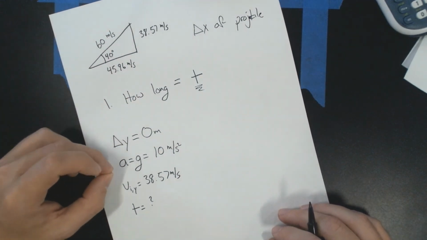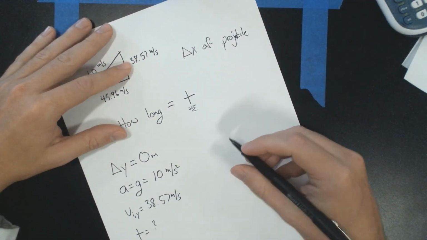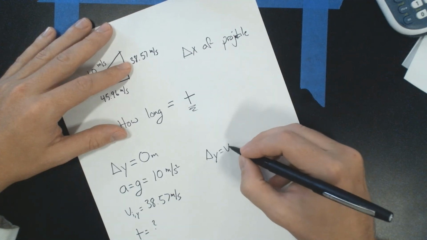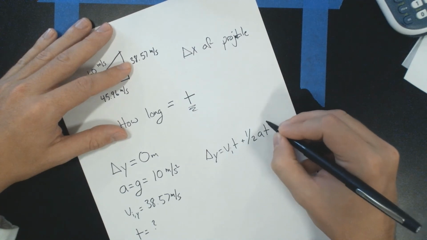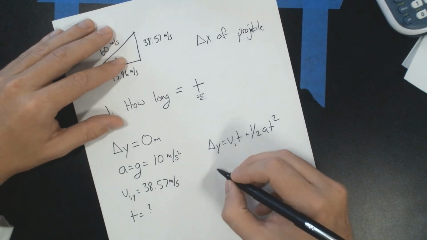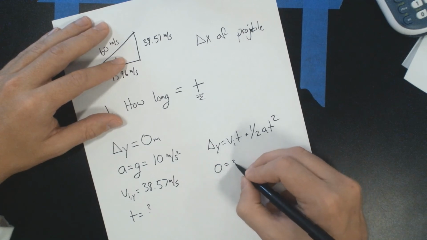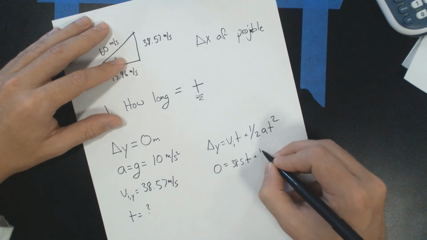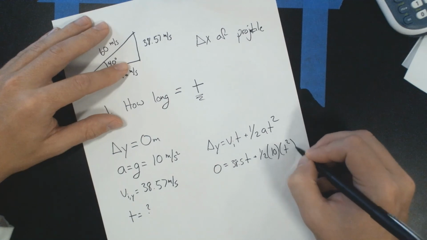If I have a change in position, an acceleration, and an initial velocity, looking back at my equations, I'm going to find out that the best equation to use here is that delta y is equal to vi times t plus 1/2 at squared. I can go ahead and start plugging some stuff in. I know that delta y is going to be equal to 0. Velocity initial was 38.57 times t plus 1/2 10 t squared.